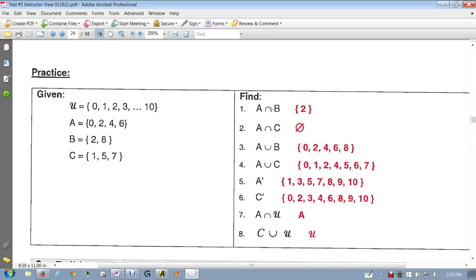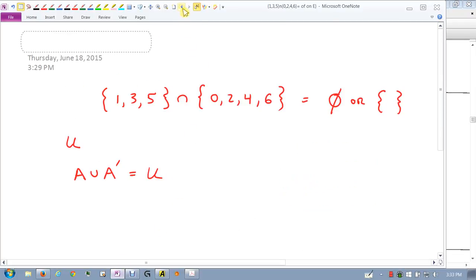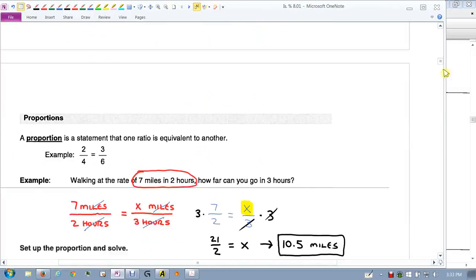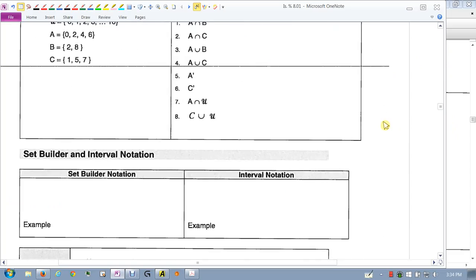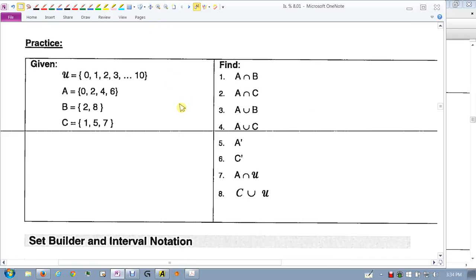First, what's A intersect B? So you're looking at these two. I think I'm going to go to the notes I can write on here. Is that where we are? So A intersect B, we're looking for what these two sets, A and B, have in common. So what do they have in common? Just 2. How about A intersect C? That's this one and this one. What do they have in common? Nothing. So what do I put? 0 with the line through it, the null set.